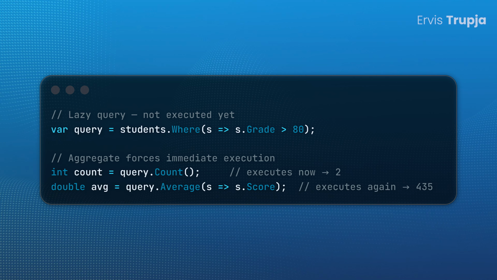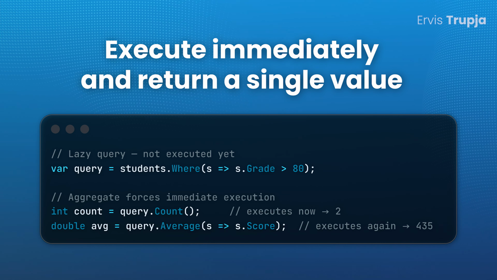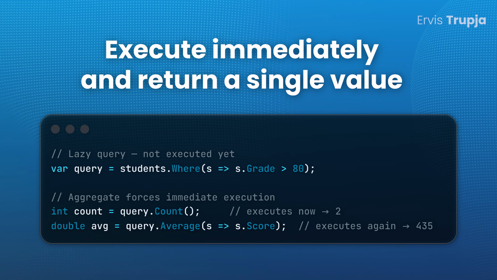Aggregates are terminal operations, meaning they execute immediately and return a single value rather than another enumerable.